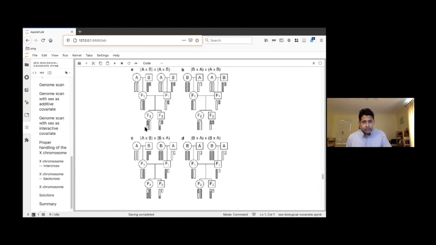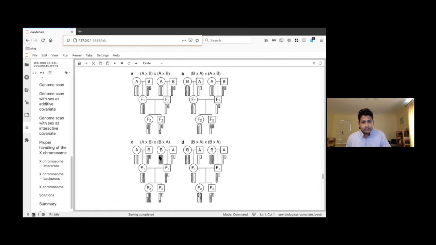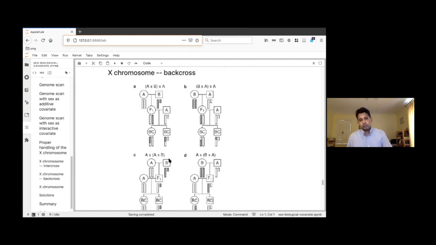Notice here, look at this versus this. Here, the females are heterozygous or homozygous A, and here in this cross, the females are heterozygous or homozygous B. What is different between these two is the paternal grandmother, which is here B, and here it is A. So that's why recording the paternal grandmother is so important.